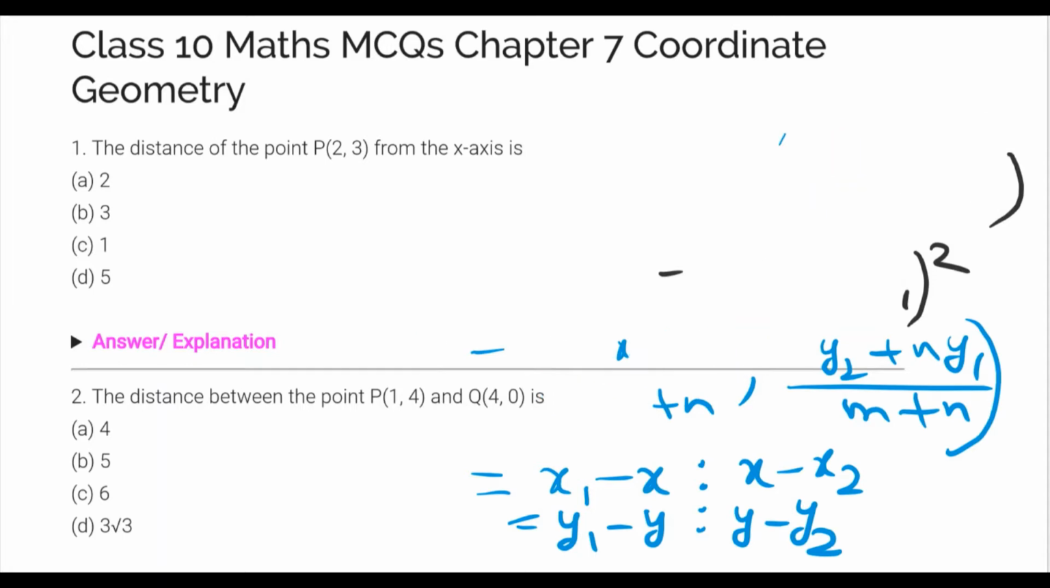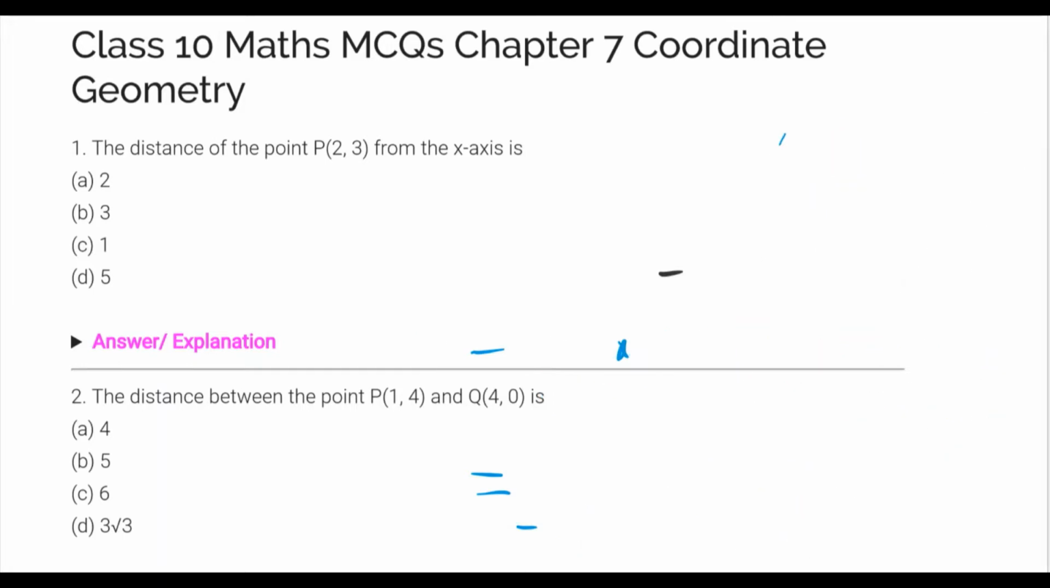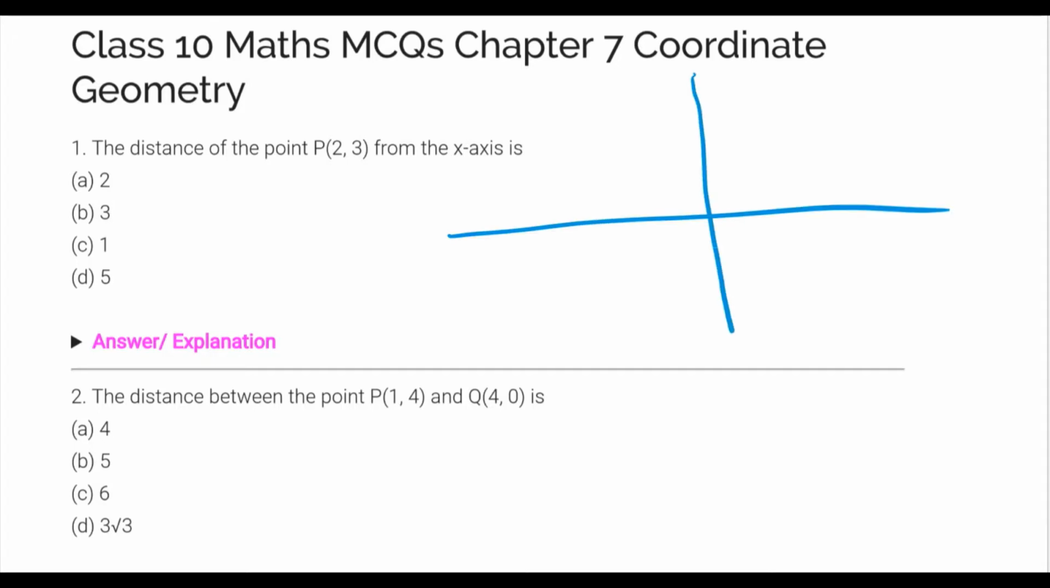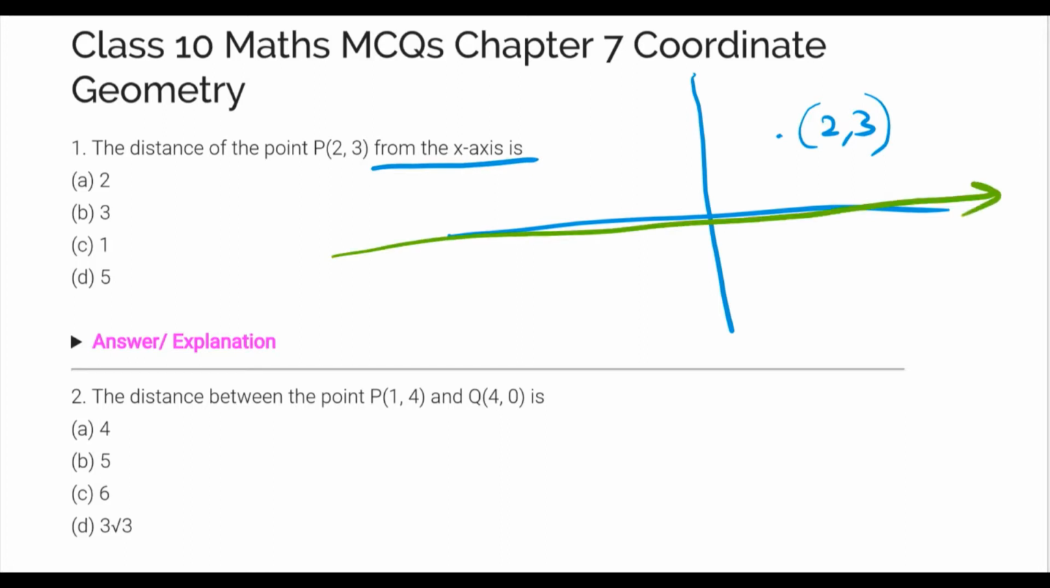Let me erase this. The first problem says that the distance of the point P (2, 3) from the x-axis is. So the point (2, 3) is in the first quadrant somewhere here. This is the point. I want the distance of this point from the x-axis. So this is my x-axis. Horizontal line is the x-axis, right? So the distance of the point from the x-axis will be this distance. This distance equals 3 units and this distance equals 2 units. The answer is 3 units. Option B.